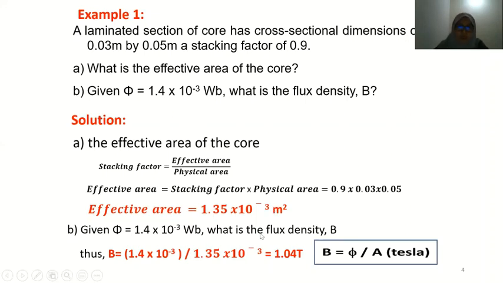Then the second question asks you to get your flux density by using the previous formula, where flux density B is equivalent to flux divided by the area, and the unit is Tesla. So you substitute all the answers that you found, including the effective area as your A, with the given flux of 1.4 times 10 to the power of minus 3, divided by the effective area. This will give you the flux density B, which is equivalent to 1.04 Tesla.